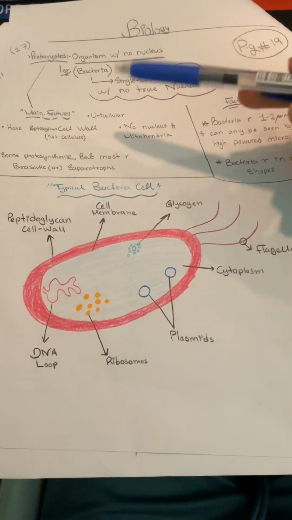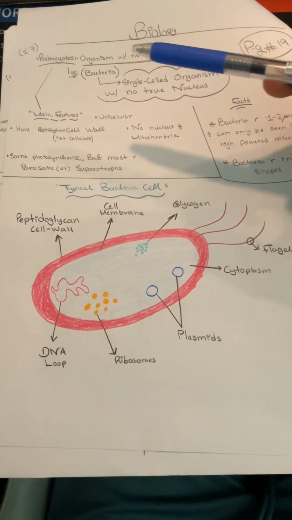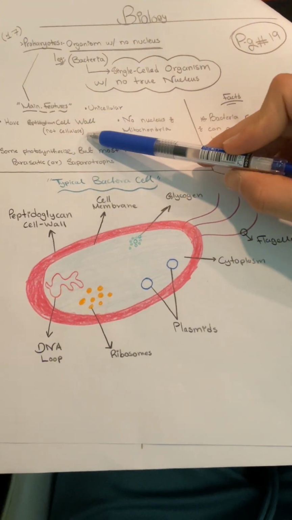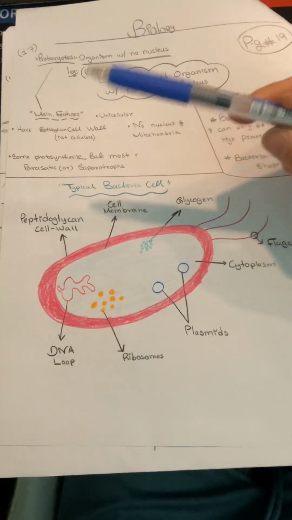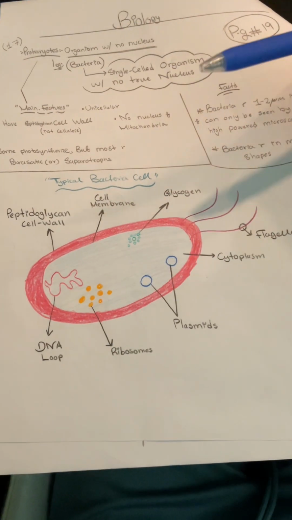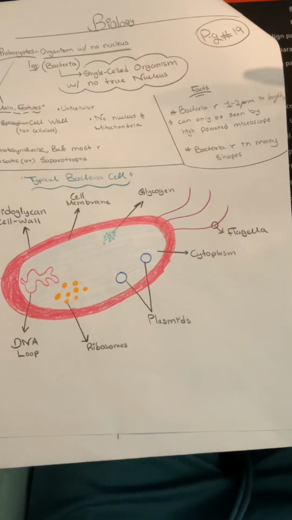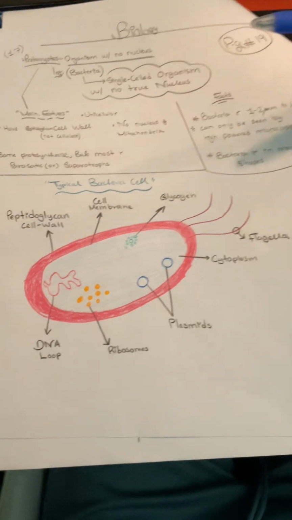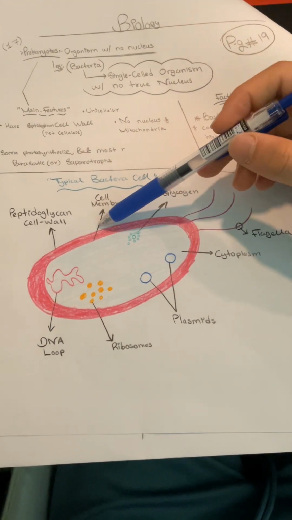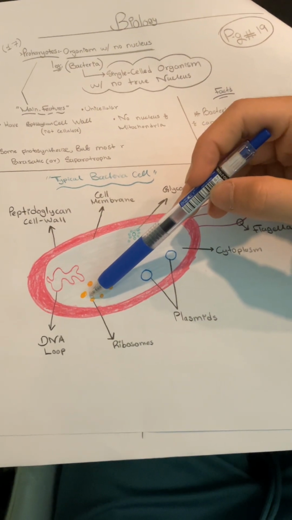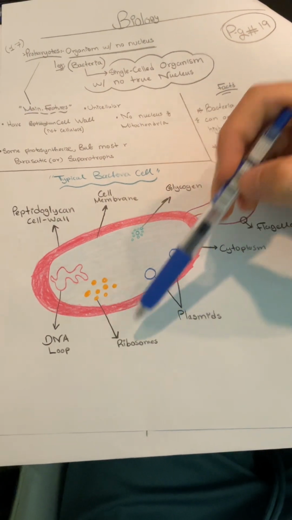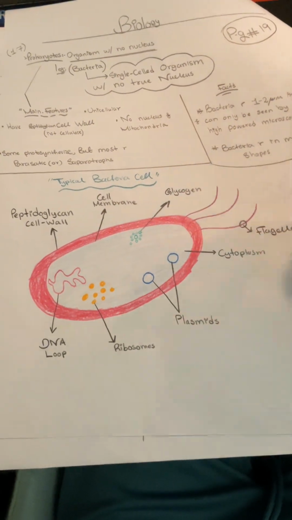Main features of bacteria or prokaryotes are that they are unicellular. They have a peptidoglycan cell wall and not cellulose. They have no nucleus and no mitochondria. Some photosynthesize, but others are parasitic and saprophytic. So this is a typical bacterial cell. You have glycogen, cell membrane, peptidoglycan cell wall, DNA, ribosomes not attached to the endoplasmic reticulum, so they are smooth, plasmids and cytoplasm.